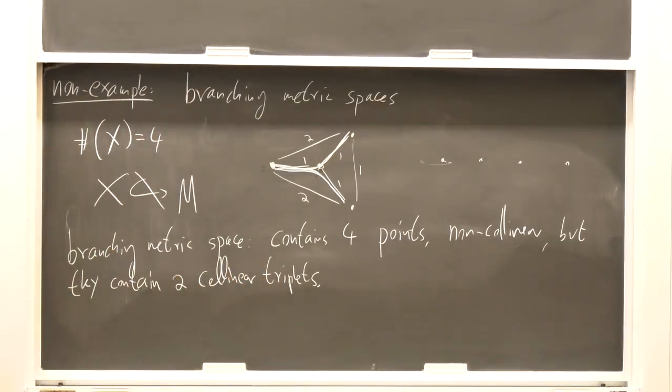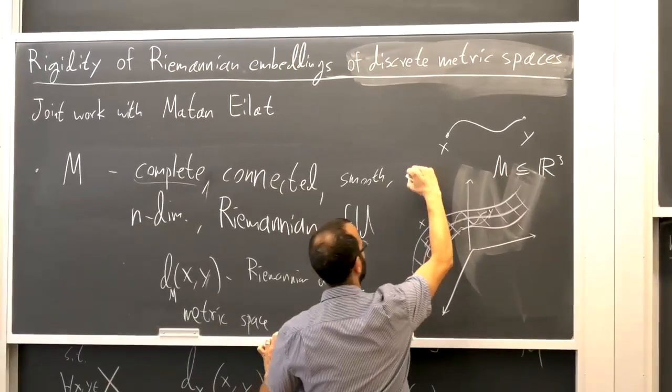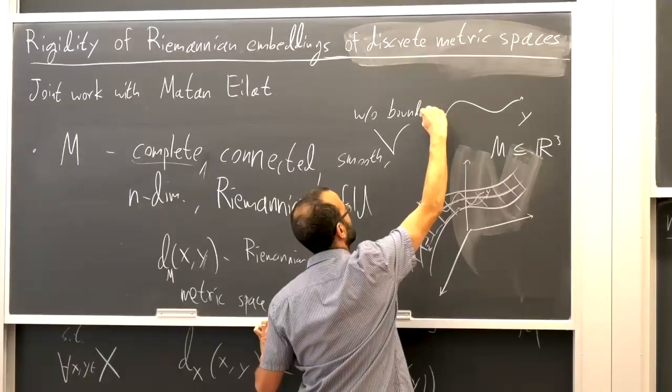I was just saying that it's important that these manifolds not have boundary, because without boundary, right. Smooth and no boundary, right. That's a good point. Smooth and no boundary. Right, sure.